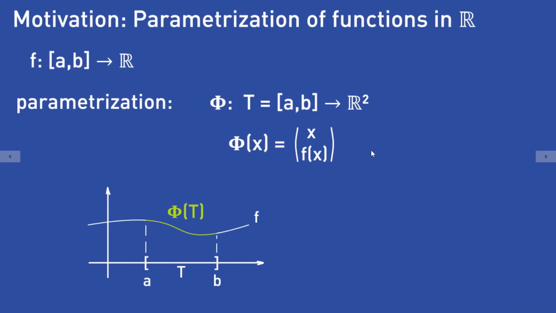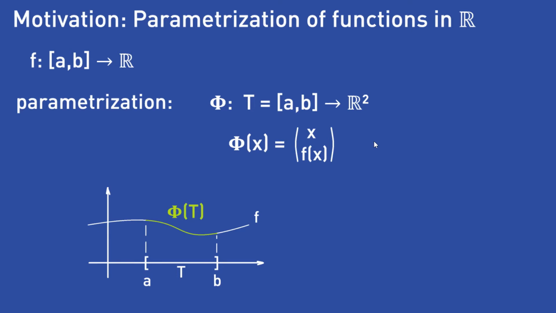Here you can see what is happening. This green curve is the image of phi and describes the function f. You need this parametrization, for example, if you want to find the length of this green curve here.